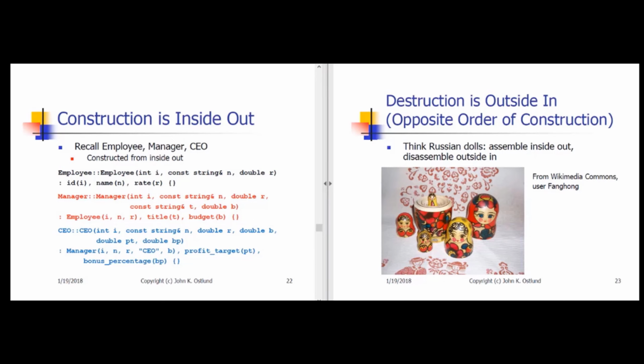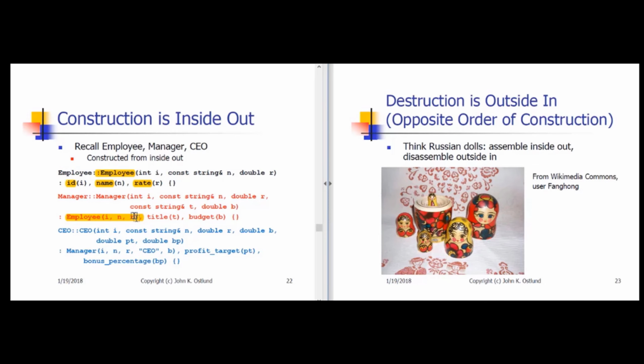Remember that an employee has an ID number, a name, and a rate, and so the constructor for the employee class initializes those private data members. The manager constructor also needs to be given an ID number, a name, and a rate as arguments, as well as a job title and a budget. The manager constructor simply passes down to the employee constructor the initial values for the ID, name, and rate.